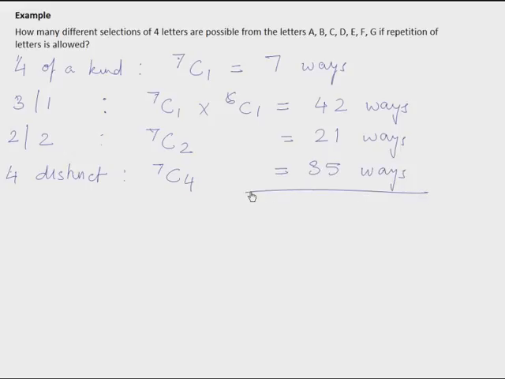So the total number of ways of picking 4 letters when repetition is allowed is 7 plus 42 plus 21 plus 35, which I shall now add in my painstaking manner. That's 49, 50, 70, 105 ways.